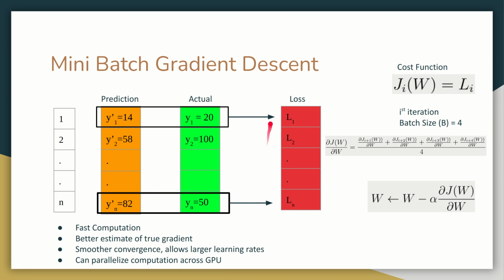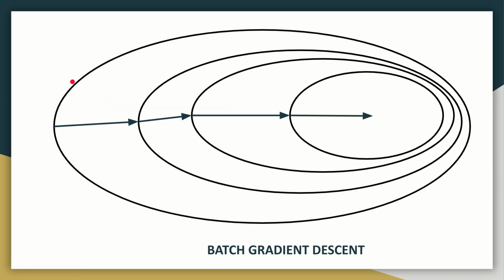And since we can perform the updates of our neural network in batches, we can parallelize our computation in the case of mini batch gradient descent across the GPU. So these are certain advantages of using mini batch gradient descent.